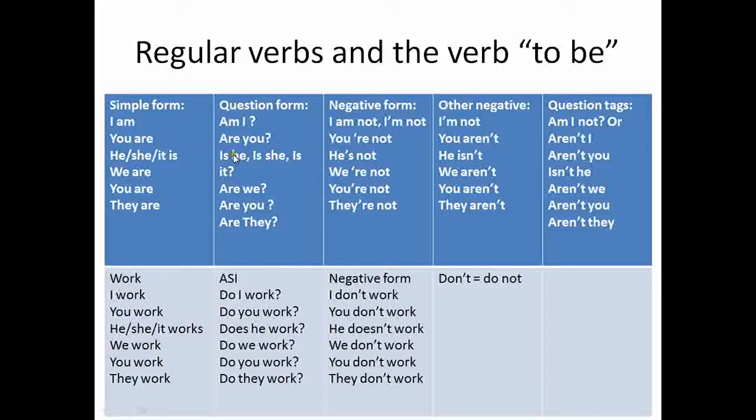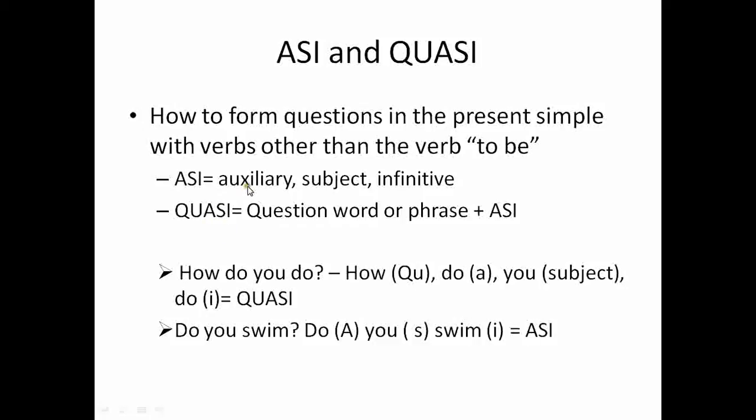Now, this is the verb to be. To form questions with other verbs, you need an auxiliary verb, such as do or does. ASI and QUASI are formulas. For example, you have the auxiliary, the subject, and the infinitive. Okay, so do you swim? You have the helping verb, do, the subject, you, but you can use I, he, she, they. You can use other subjects. And swim. This is the base infinitive of verbs other than the verb to be.